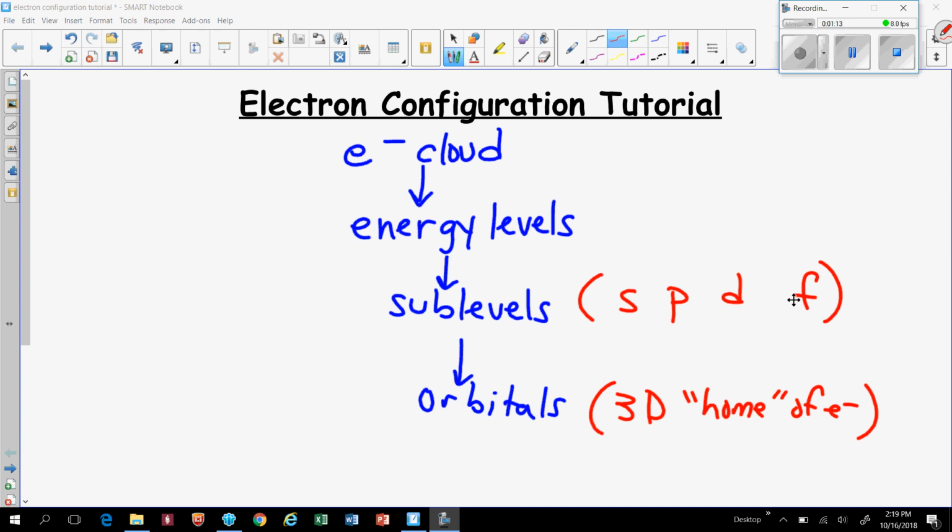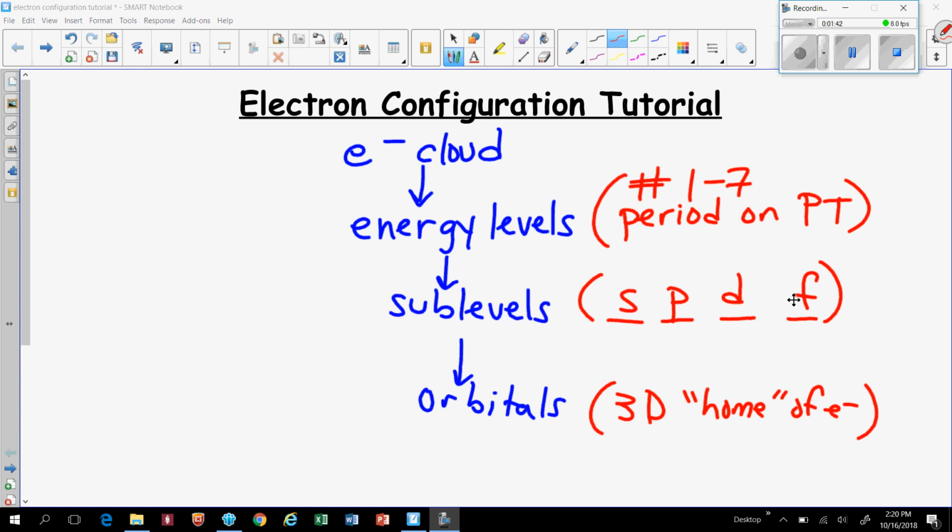They are lowercase letters, and they do stand for things. Sharp for S, P, principal, D, diffuse, F, fundamental. But they are universally known as just S, P, D, and F. Those are the sublevels. The energy levels are numbered 1 through 7, and that's because they correspond to the period on the periodic table. Remember, periods are the horizontal rows that go left to right, and the variable for energy level is N. The lowercase n stands for energy level. All right, so it's important to know those things.